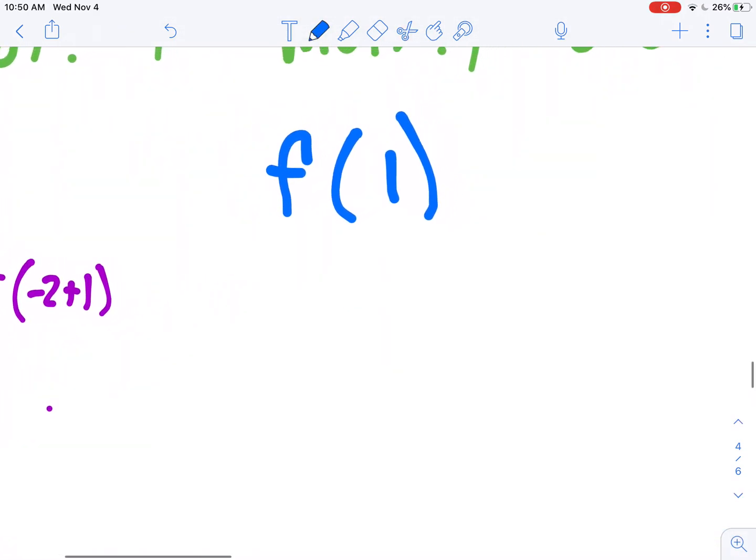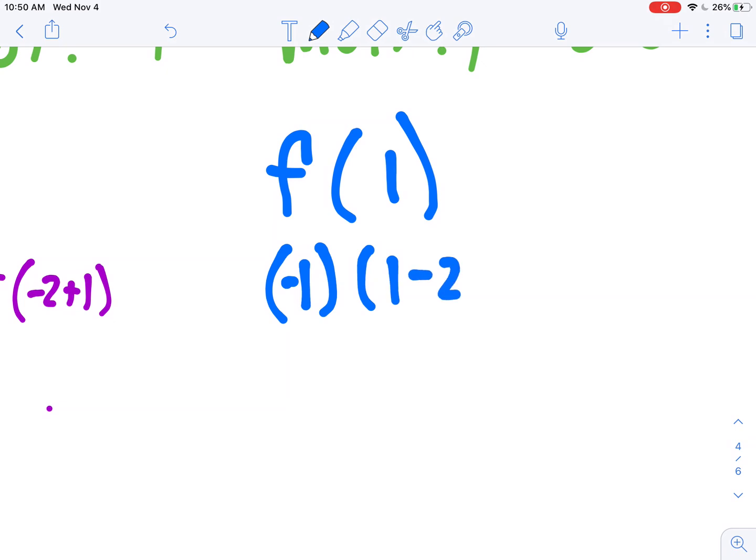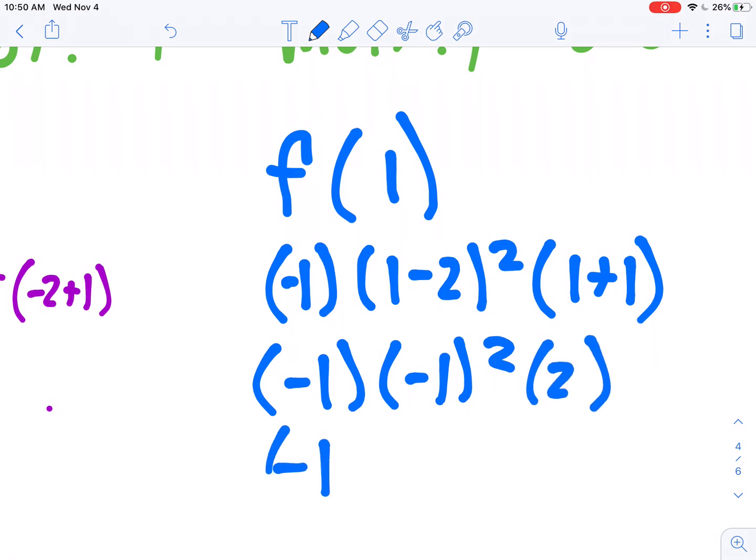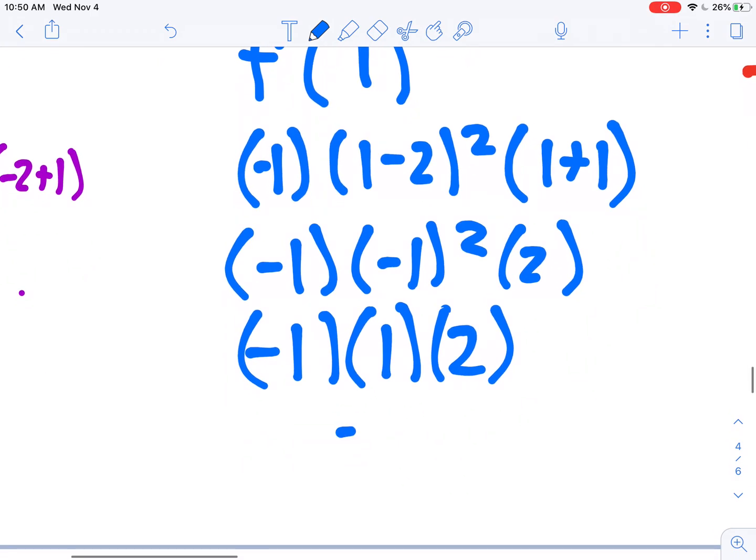I will now do the point f of 1. I have 1 times (1 minus 2) squared times (1 plus 1). This is 1 times (-1) squared times 2. This is 1 times 1 times 2. This is 2.